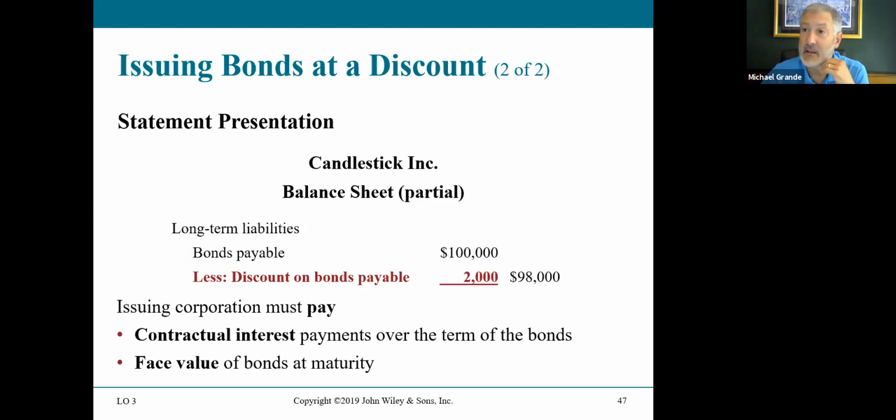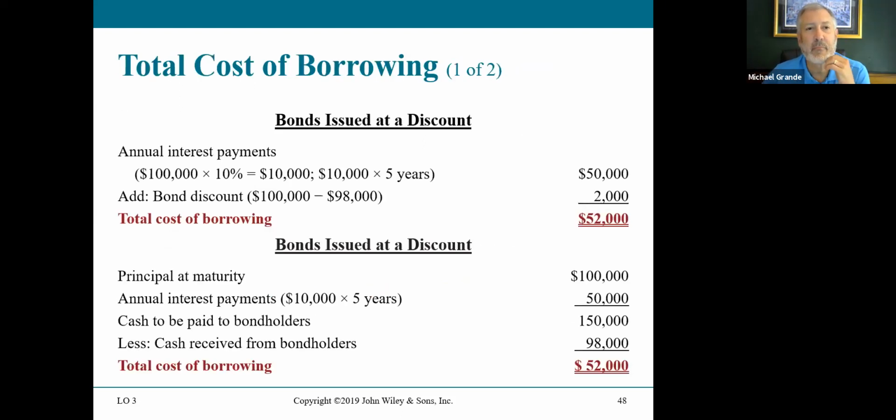This is what the balance sheet looks like. Bonds payable $100,000, sold at a discount. Right now, they only have a payable of $98,000. The issuing corporation must pay the contractual interest payments over the term of the bonds and the face value of the bonds at maturity. Total cost of borrowing.